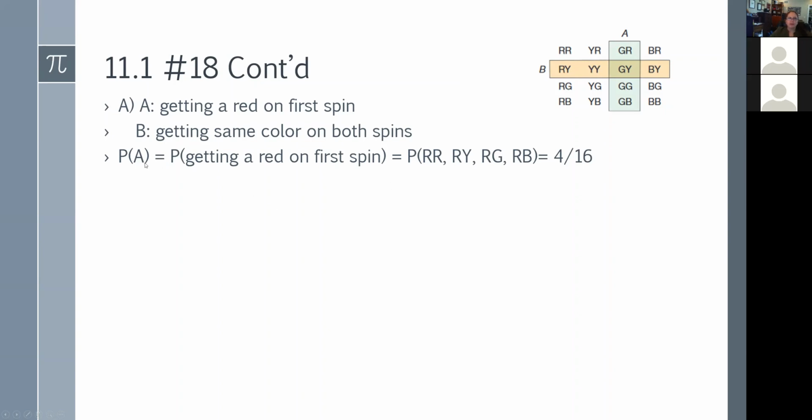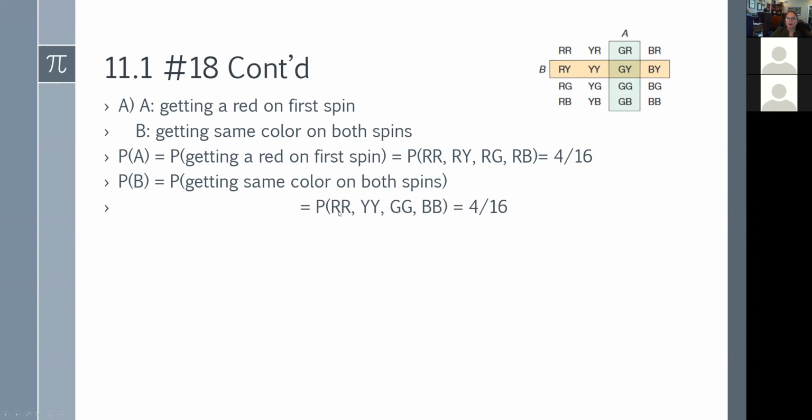So the probability of event A, the probability of getting a red on the first spin, is the probability that we get red, red, red, yellow, red, green, or red, blue. There's 4 different outcomes out of the 16 in the sample space. The probability for B, which is the probability of getting the same color on both spins, is the probability of getting red, red, yellow, yellow, green, green, or blue, blue. And that's going to be 4 out of 16 because there's 4 outcomes in the event and 16 outcomes in the sample space.